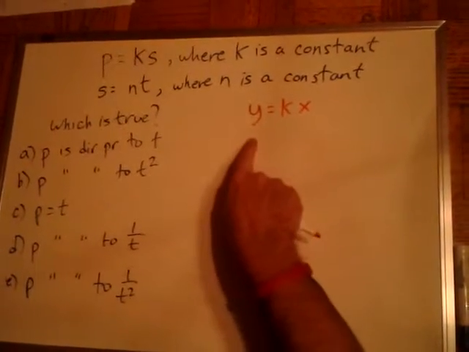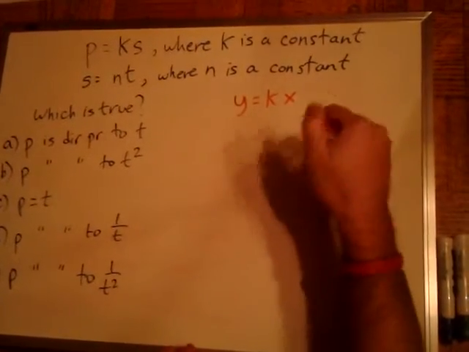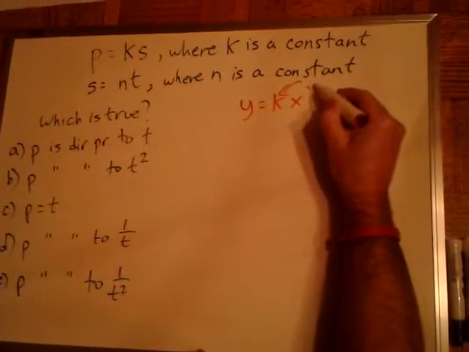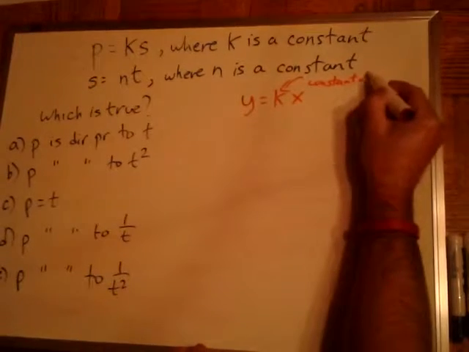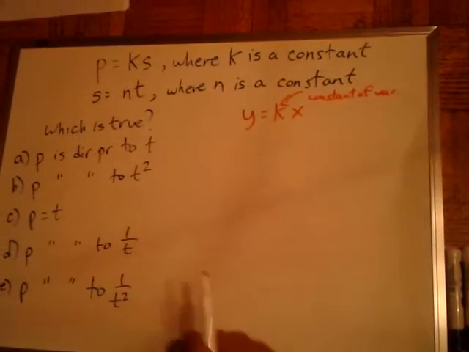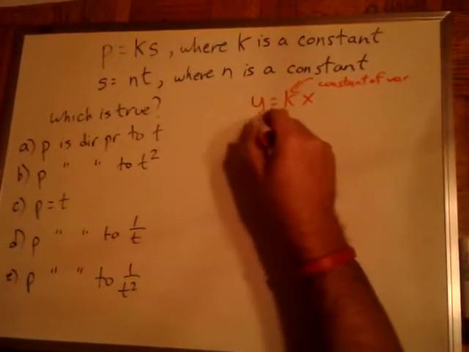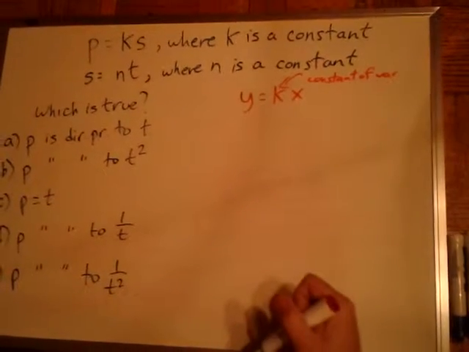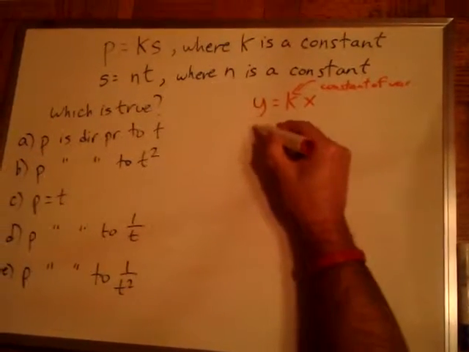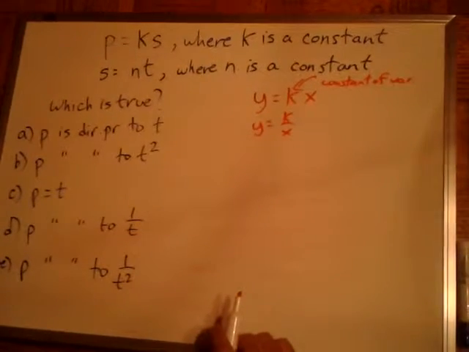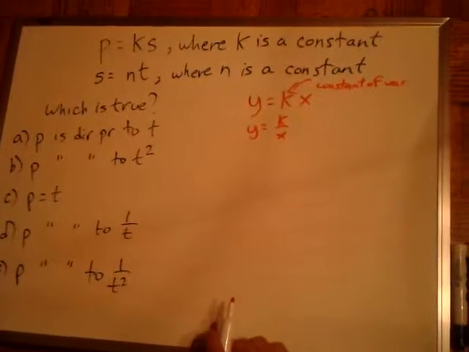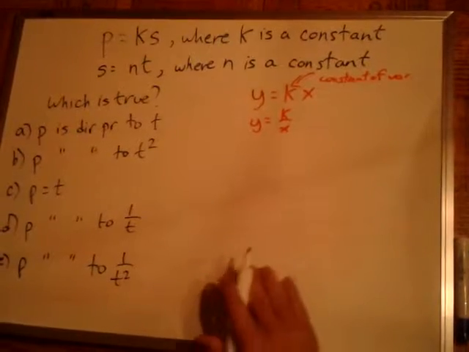This just means y is directly proportional to x, where k is called the constant of variation. Not really terribly important what it's called, but it's just y equals some constant times x. That's directly proportional, whereas y is equal to k over x. That's inversely proportional.